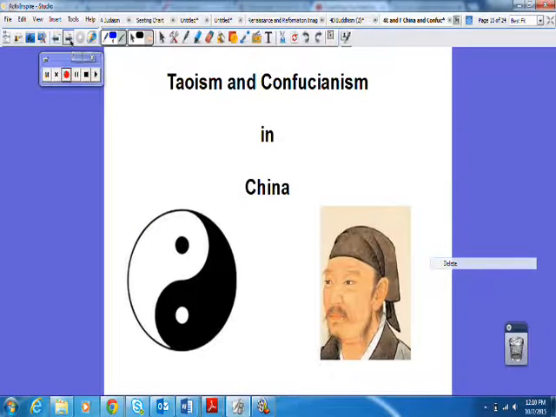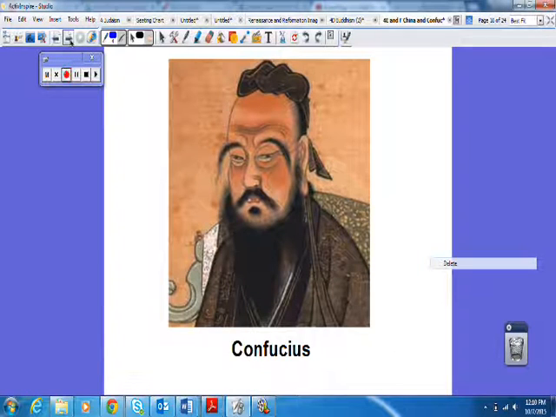Now, quickly, Taoism and Confucianism in China. These are two more philosophies. Also, some people think they're religions as well. So we're going to kind of call them religions in this class. This is Confucius. He's the head of Confucianism. He kind of starts Confucianism.